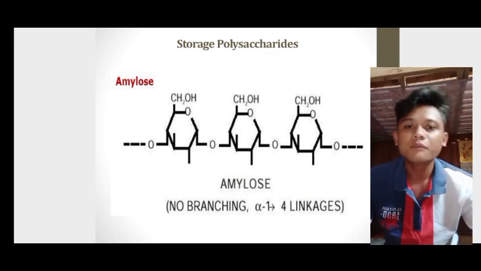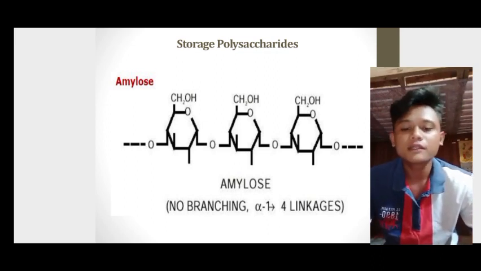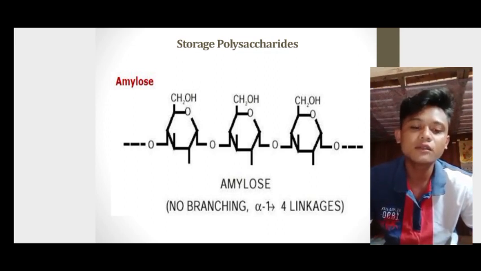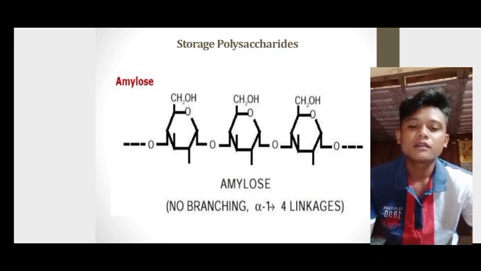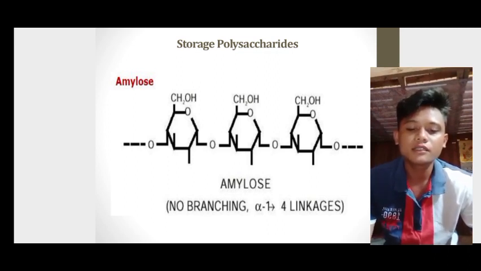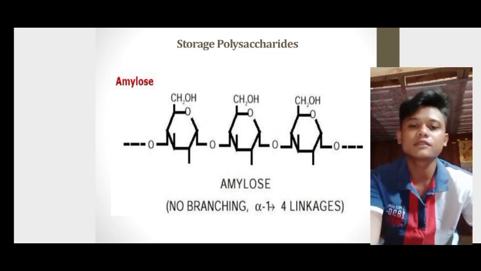And amylopectin is the branched-chain polymer of D-glucose units, which constitutes about 80% of the starch. So the difference is that amylose is 20% of the starch and amylopectin is 80% of the starch. That's all.